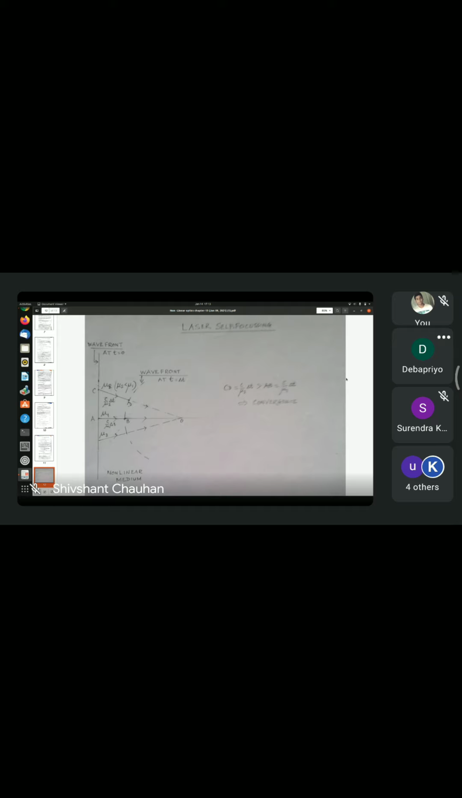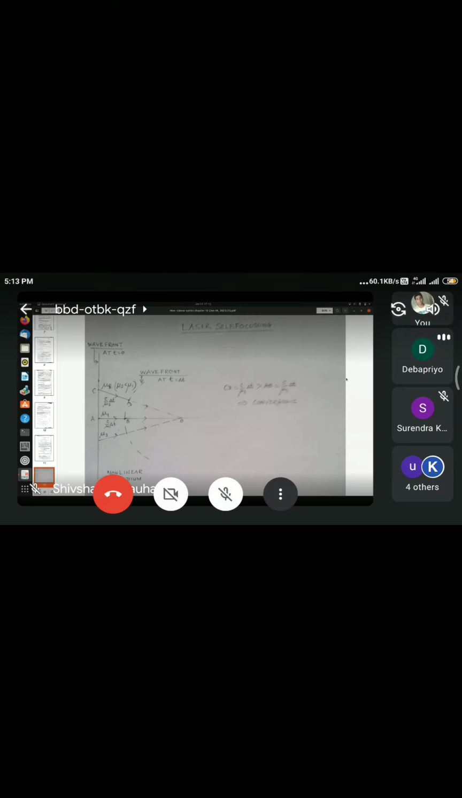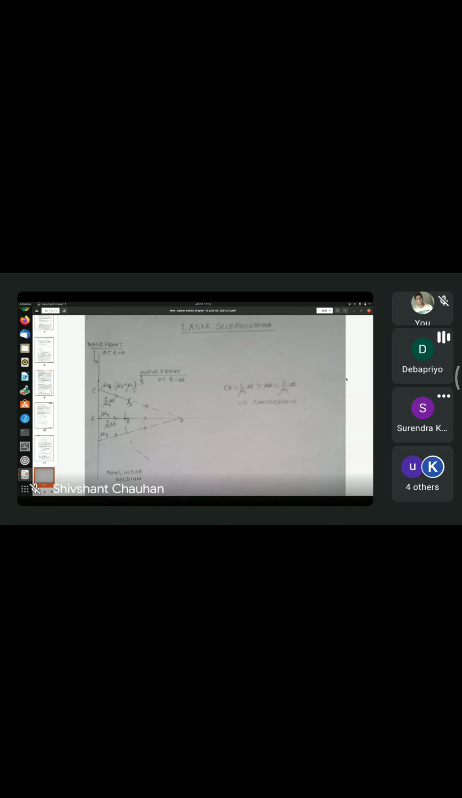As you can see, the distance CD, can you see clearly? Yes, sir. The distance CD, you can easily see from the diagram, is larger than AB. The distance CD is C by mu1 times delta t. Mu1 is the refractive index in the peripheral region, and this is larger than AB, which is C by mu2 into delta t, mu2 being the refractive index in the central region. So the wavefront has become concave, and this concave wavefront gradually collapses into a point which is the focal point.